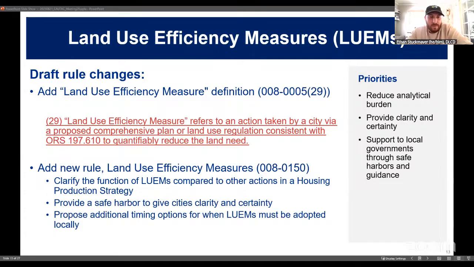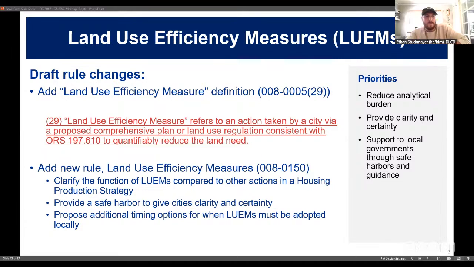Yeah, so the safe harbor that you have cited there, 150, provides that exact sufficiency, clarity for local governments in terms of how much efficiency we are taking when we're deciding between land use efficiency measures, UGB, or a mixture of both. Then I don't think it's a safe harbor. It's a minimum standard if we're saying that 20% is the threshold that needs to be achieved.